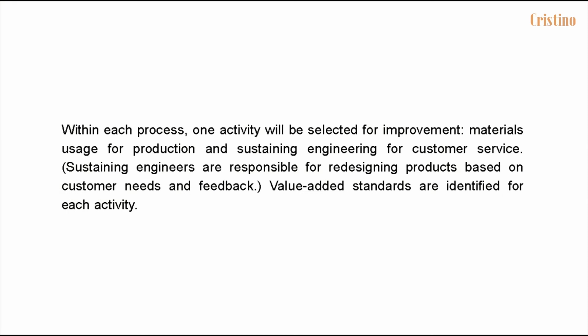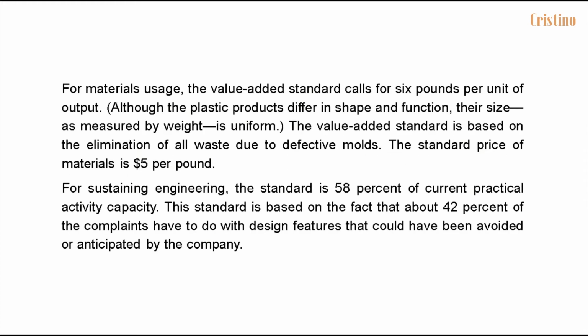Within each process, one activity will be selected for improvement: materials usage for production, and sustaining engineering for customer service. Value-added standards are identified for each activity. For materials usage, the value-added standard calls for 6 pounds per unit of output. The value-added standard is based on the elimination of all waste due to defective molds. The standard price of materials is $5 per pound.